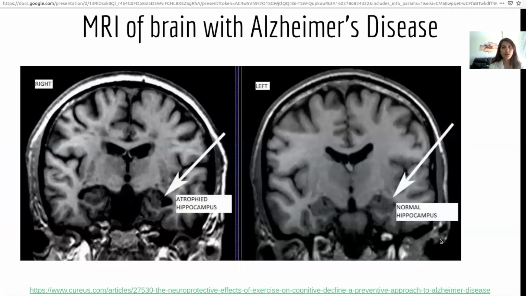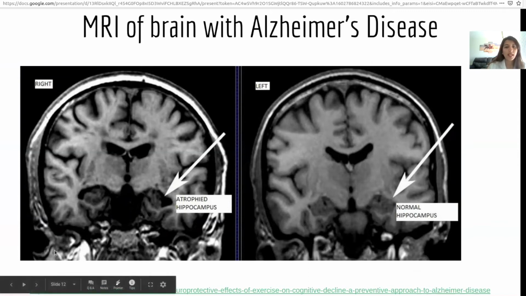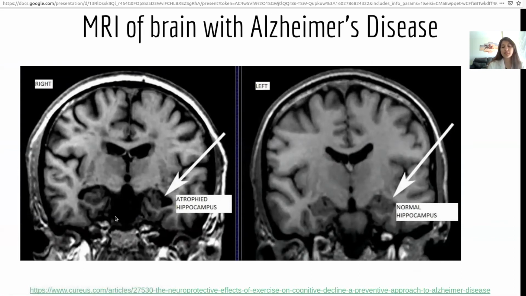Here is a picture of an MRI of brain with Alzheimer's disease. This is the healthy control, and this is the patient with Alzheimer's disease. You can see there's atrophy of the brain as a whole. There's the narrowing of the gyrus and widening of the sulci, and there is somewhat widening of the ventricles as well. The hippocampus is atrophied, as evident here. This is how a hippocampus should look like, but in Alzheimer's disease, it is atrophied.